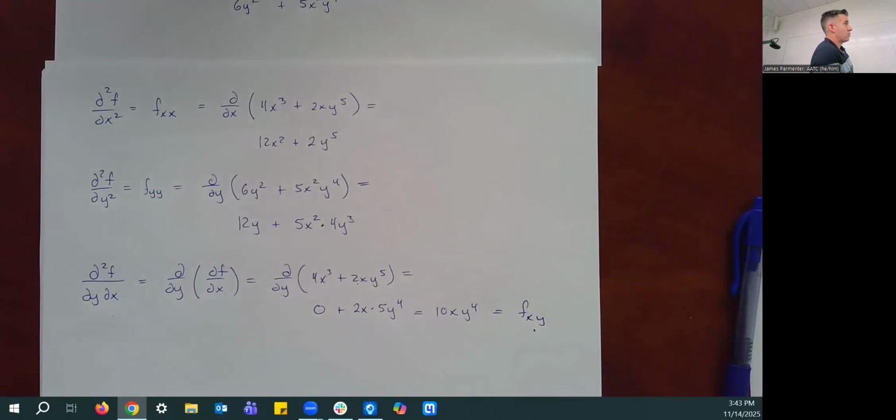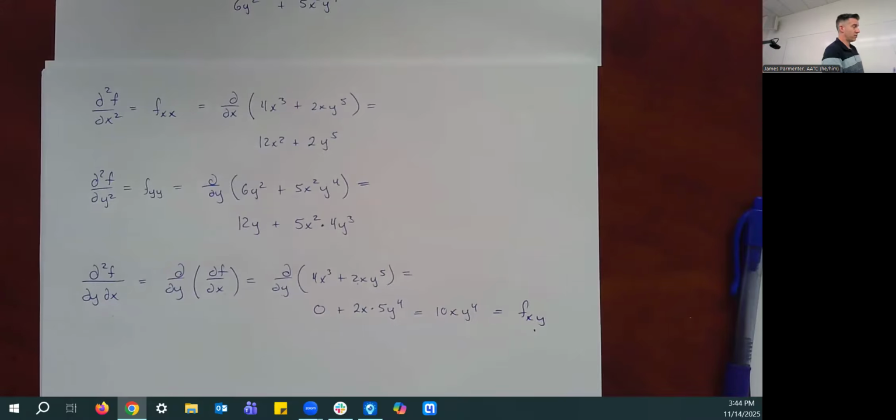So the 4x cubed becomes 0. We're differentiating 4x cubed with respect to y, and since there aren't any y's in there, it's a constant and its derivative is 0. Then partial y, partial x. So either way, no matter how you write it, you still get the same output.